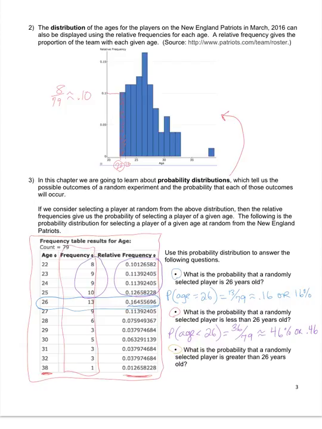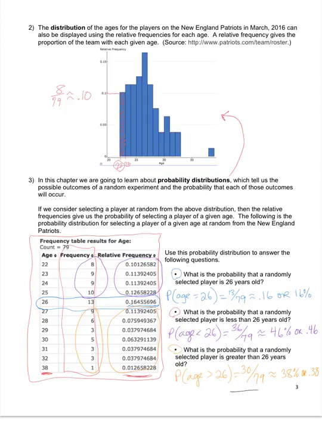Okay, and this third one, what's the probability that a randomly selected player is greater than 26 years old? So the probability that the age is greater than 26. It's going to be all of these numbers here. We either add those up or add up these counts. If we add up those counts, we'll find that it's 30 players out of the 79, which is approximately 38%, or 0.38. So a couple of things to note.